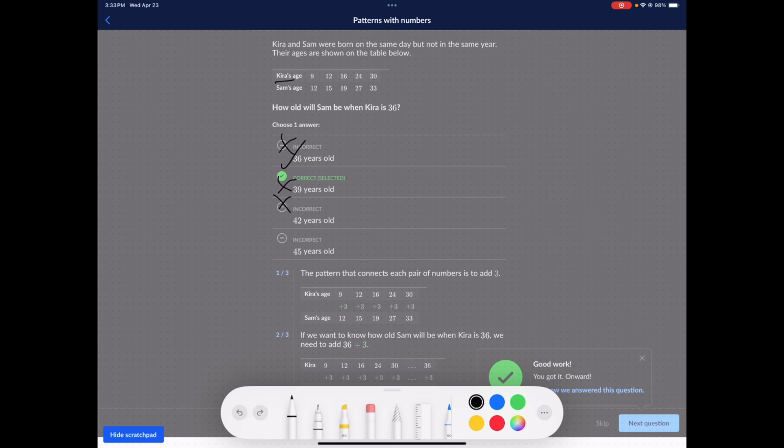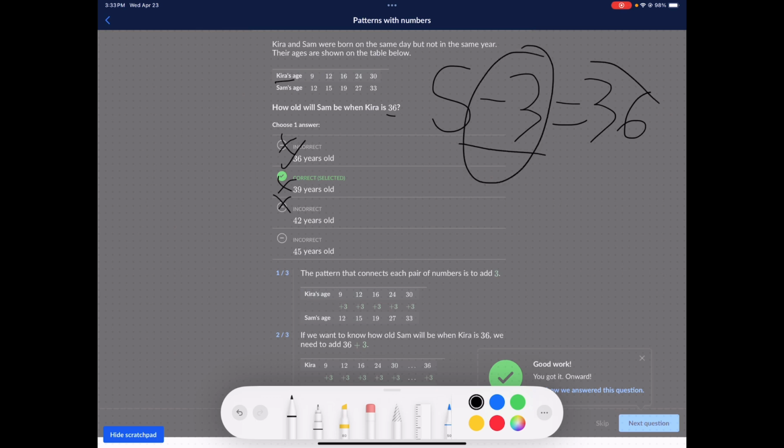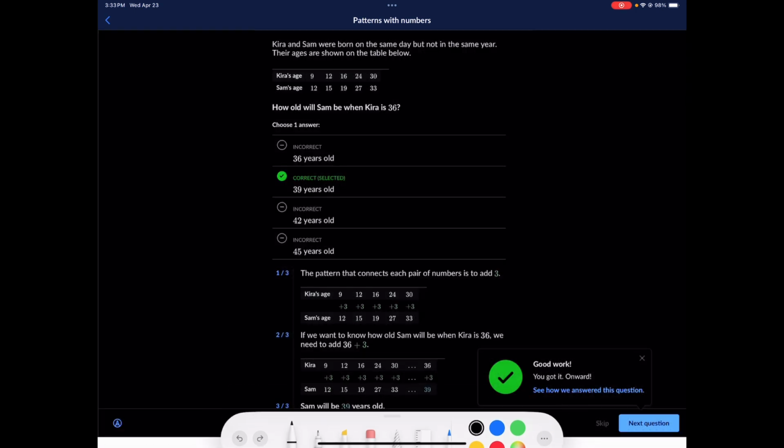So if Kira is always going to be 3 less, 36, that means Sam minus 3 is 36, because Sam will always be 3 more than Kira. So we need to subtract 3 in this equation to accommodate Kira. So that's another way you can approach that, which I'm pretty sure is what it does.